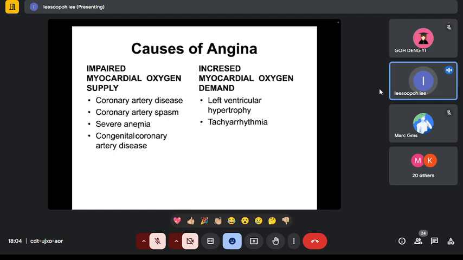Because anemia, when you have a significant reduction in the hemoglobin or blood in the body, it will cause reduced oxygen carriage capacity. It can cause you chest pain and myocardial ischemia or angina as well. Okay.